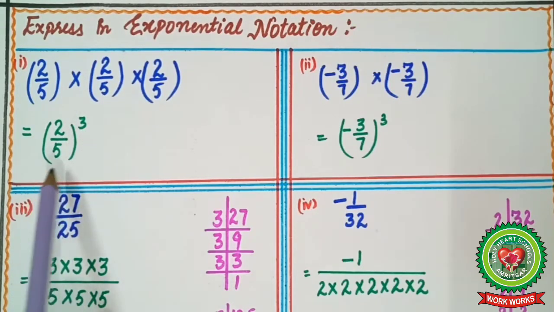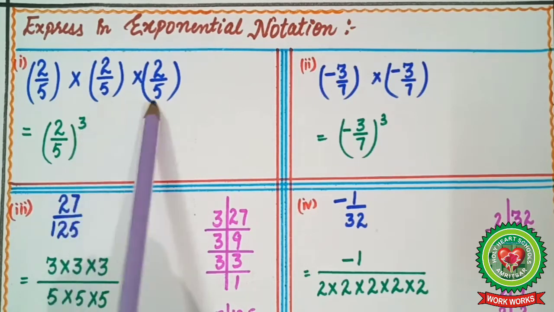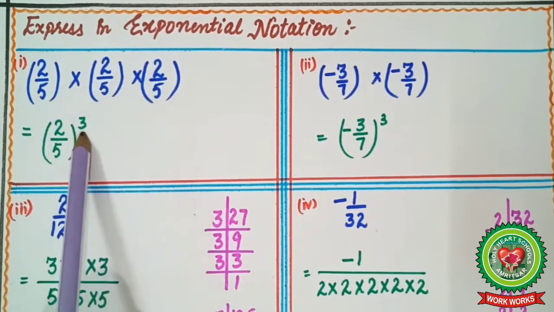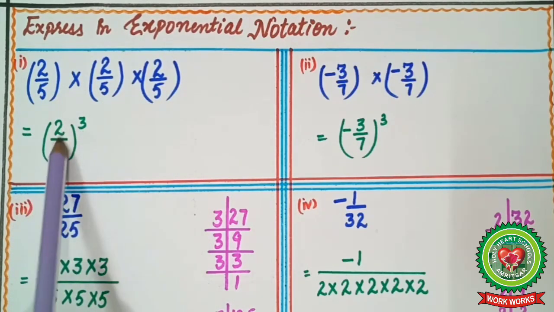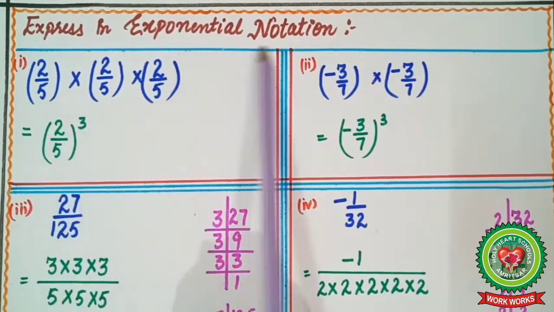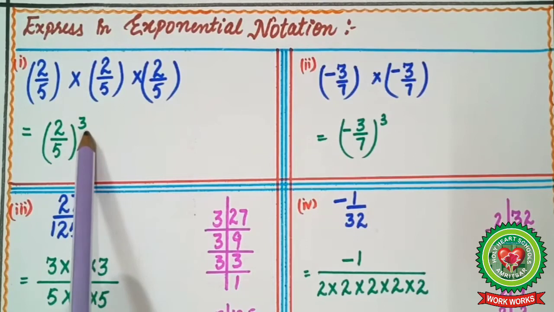So you will write the base only once. That means 2 upon 5 you will write only one time and the power will be 3, because they are getting multiplied 3 times. So the answer will be 2 upon 5 raised to power 3. So we have written this in the exponential notation, that means in the power form.